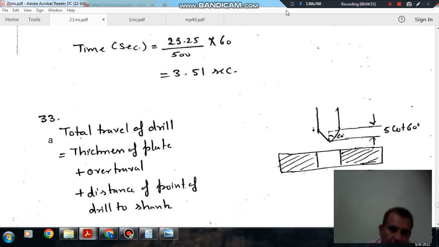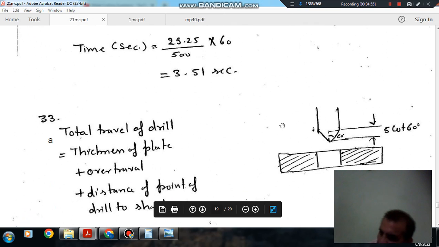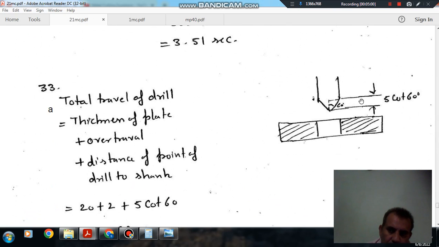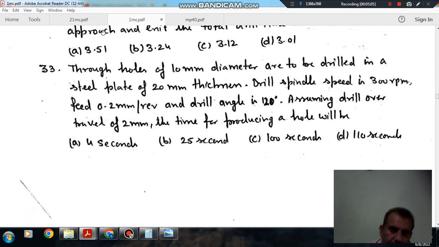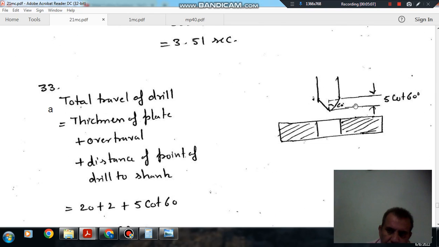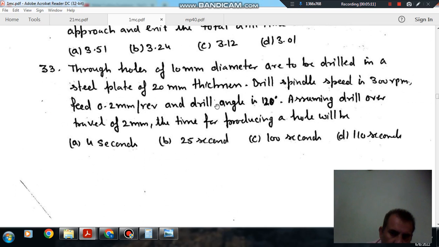Again, this is the same approach that was followed in the last question. This angle is now 120 degrees, so half of it will be 60 degrees. So this distance will be 5 cot 60. The feed is given as 0.2 mm, the thickness of the plate is 20 mm, and over travel is given as 2 mm.